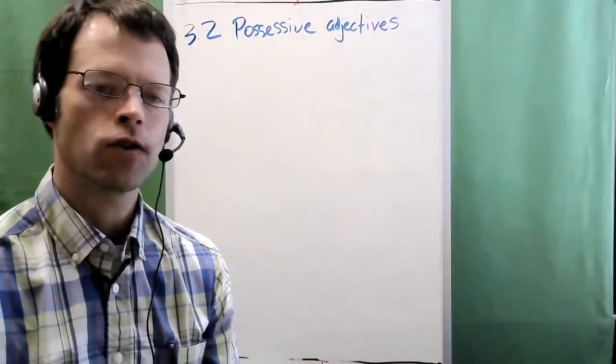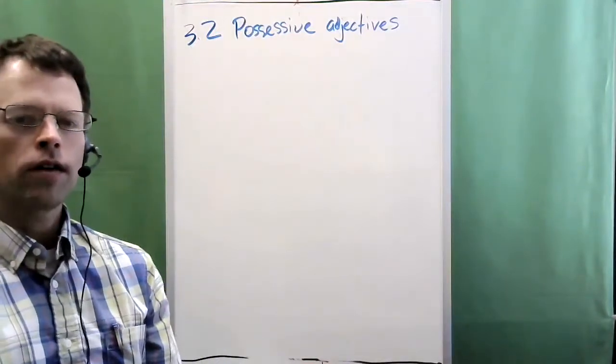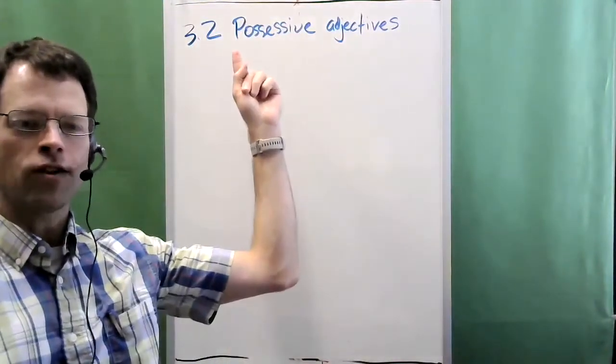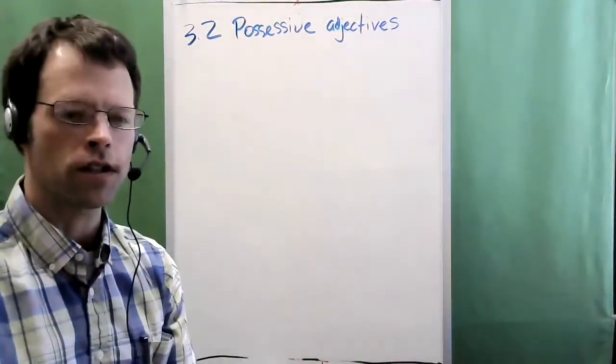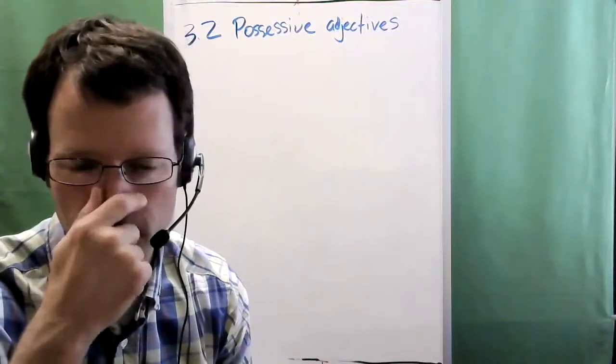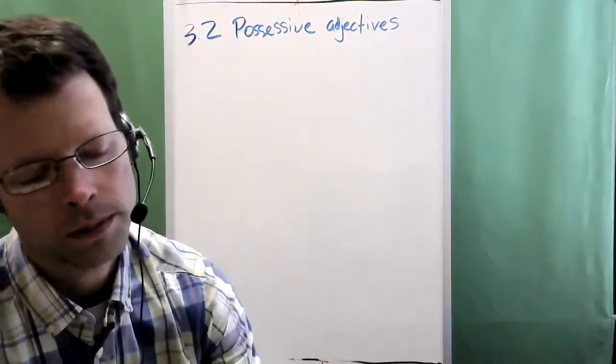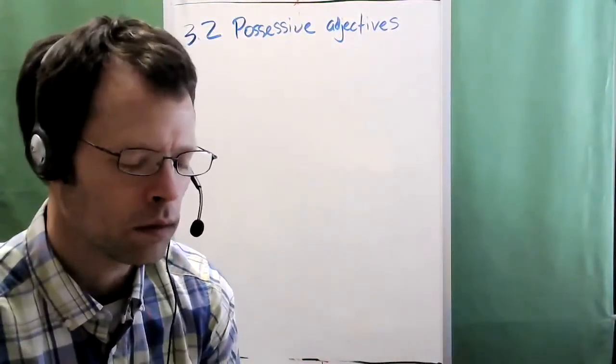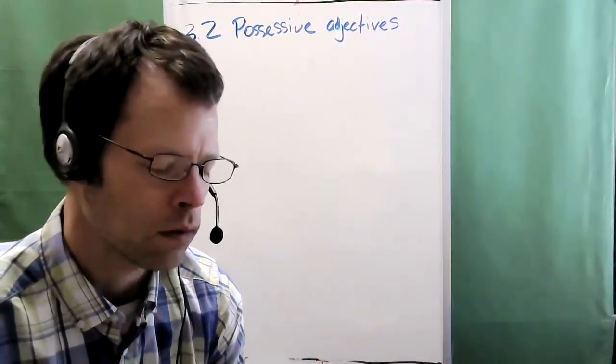This is another Spanish lesson in English. This lesson here is 3.2, possessive adjectives, adjetivos posesivos. I took the background away because it was creating some artifacts in the finished video, so hope you don't mind the just plain Jane green screen background.